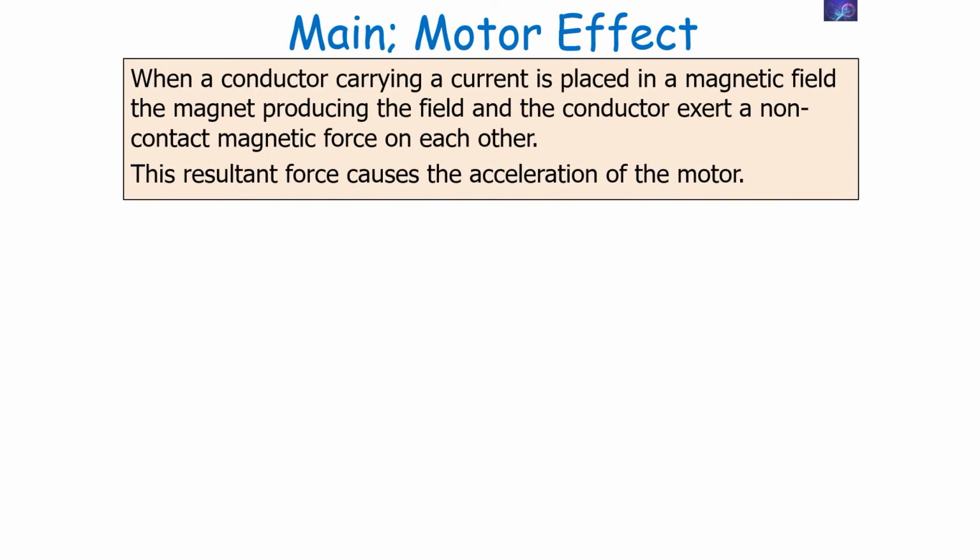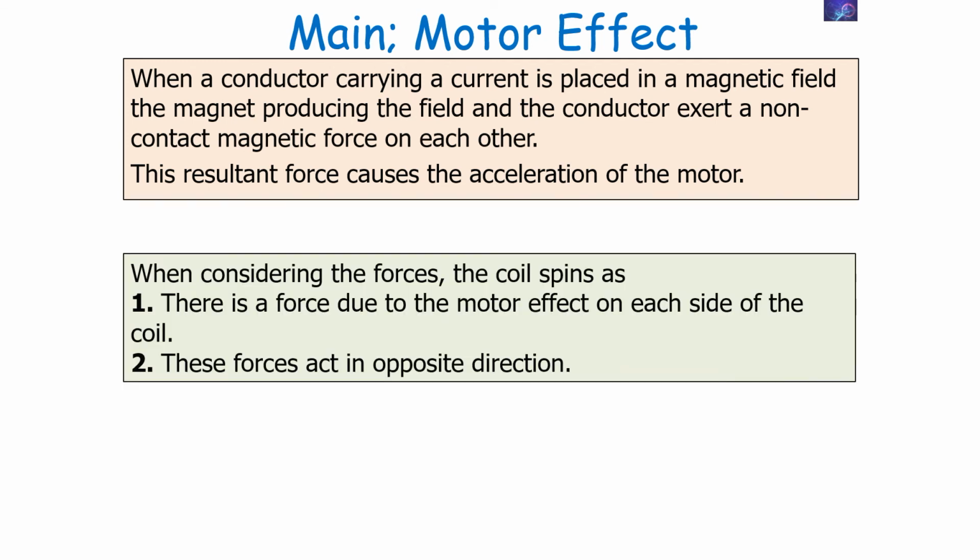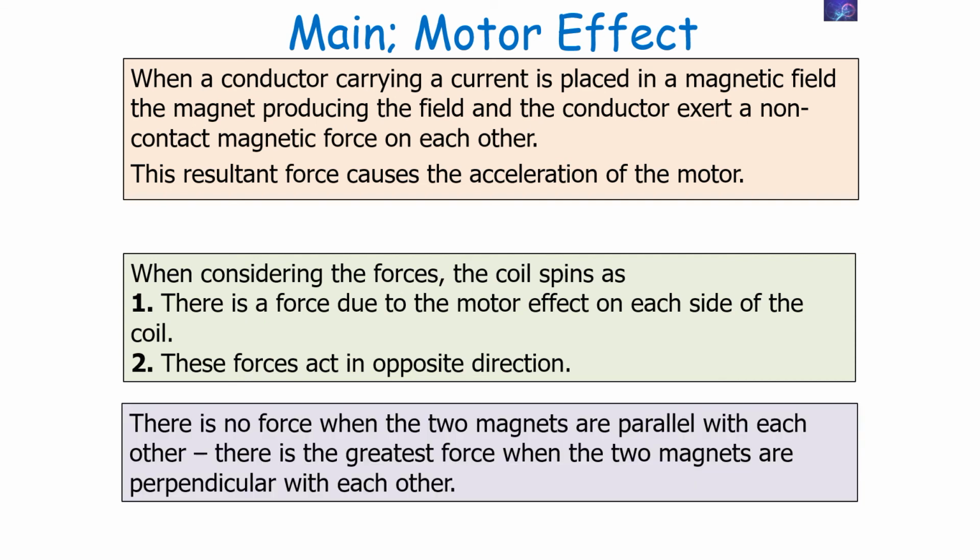So, when a conductor carrying a current is placed in a magnetic field, the magnet producing the field and the conductor exert a non-contact magnetic force on each other. This resultant force causes the acceleration of the motor. Now, when considering the forces, the coil spins because there's a force due to the motor effect on each side of the coil, but these forces act in opposite directions. Now, remember there is no force when the two magnets are parallel with each other, but there's the greatest force when the two magnets are perpendicular with each other.